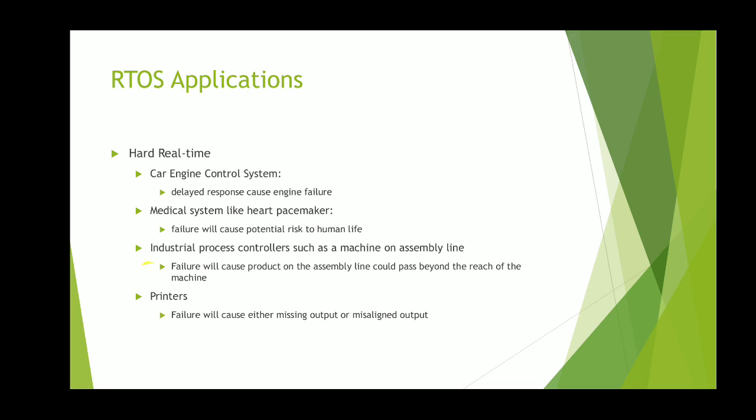The next one is industrial process controllers, such as a machine on an assembly line. Here failure will cause the product on the assembly line to pass beyond the reach of the machine. So the entire assembly line will go to a failure stage. And the next one is printers. Here in printers, a failure will cause either missing output or misaligned output. So in printers, this failure is not permissible. So we are going for a hard real-time operating system. So it is an example of a hard real-time operating system.